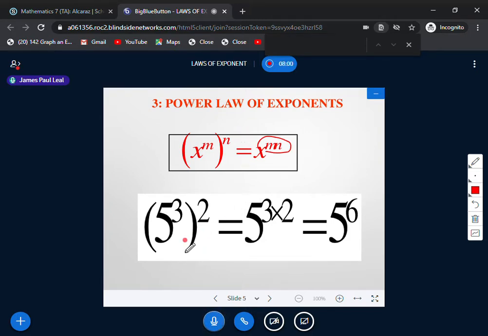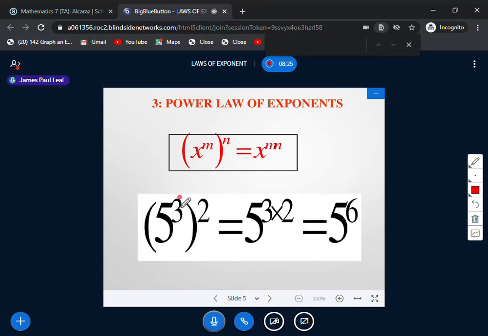For instance, we have here 5 raised to 3. So 5 raised to 3 is actually represented as x raised to m, and your 2 here, another exponent, will serve as your n here. So what are you going to do? All you have to do is multiply. We don't need to add or subtract this one. We have to multiply. That's the thing for number three.